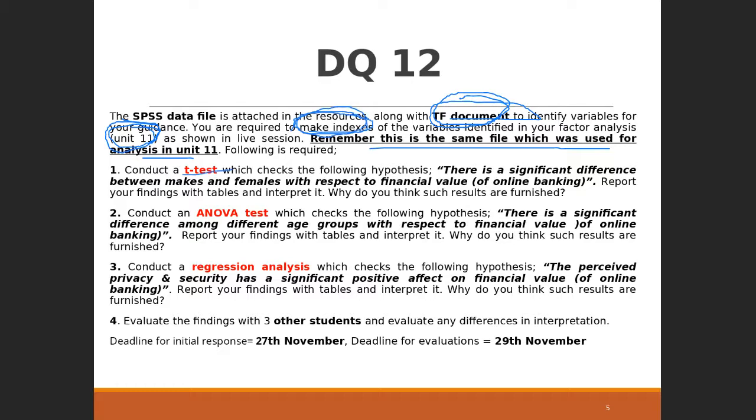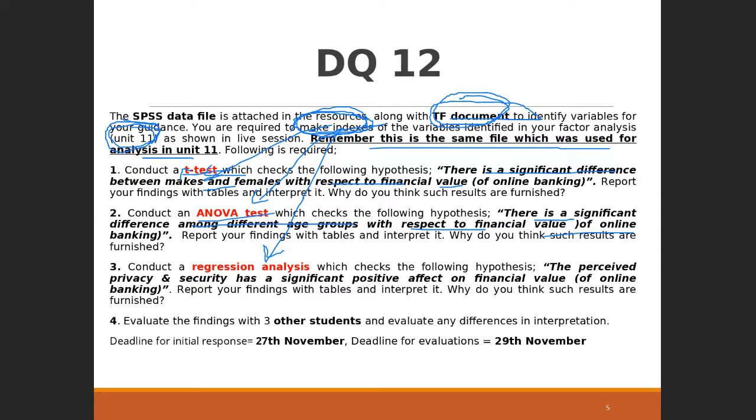Conduct a t-test for this hypothesis: there is a significant difference between males and females with respect to financial value. Report your findings with tables and interpret it. Why do you think such results are furnished? Conduct an ANOVA test after making all the indexes. I've mentioned again and again that these tests are only conducted on your indexes. Conduct an ANOVA test for this hypothesis: there is a significant difference among different age groups with respect to financial value of online banking.